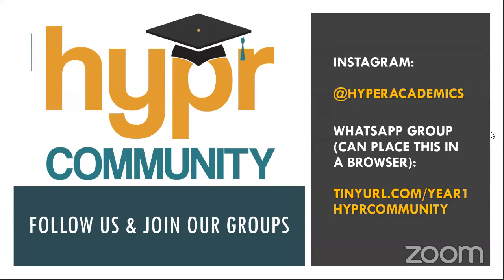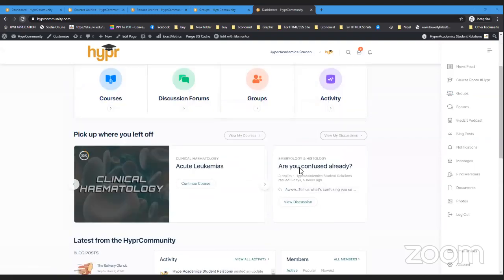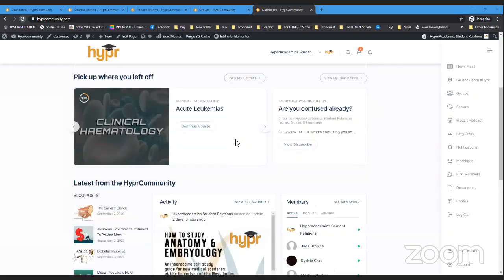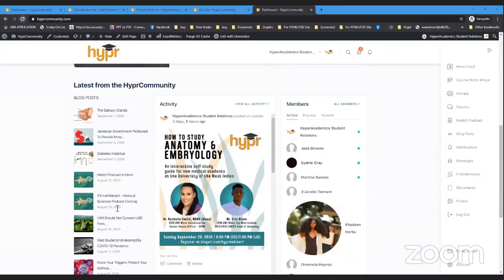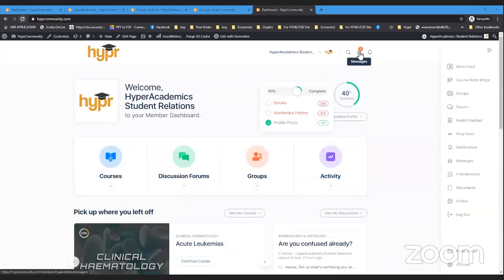Let me just share this screen one more time to show you how to navigate this. When you sign in and go onto the dashboard, right here, you're going to see any forum that has been created in any of the groups that you are in. Any questions that I ask are going to pop up there so you can have easy access. If you were watching a video before, you can pick up from where you left off. We're going to be posting more blog posts that you can read and so forth, and the timeline, and you can see other members. Guys, on the Hyper Community platform, you can send private messages, you can do all of that.